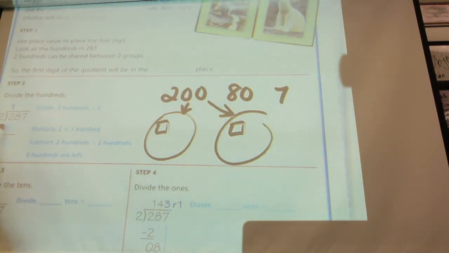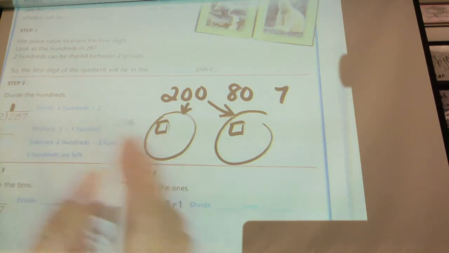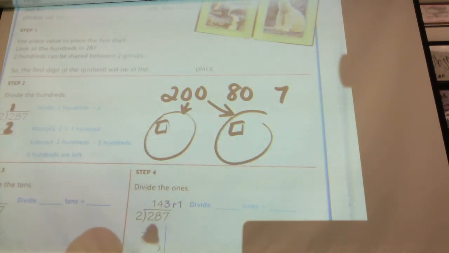I'm only on 200s right now. So how many hundreds ended up in each of my groups? 100, and they put the 1 here for you already. We divided the 200 by 2, and we decided that it goes 1 time. Now I have to multiply that 1 times the 2 groups to find out how many I used. 1 times 2 is? 2. Because I used 2 of them, didn't I?